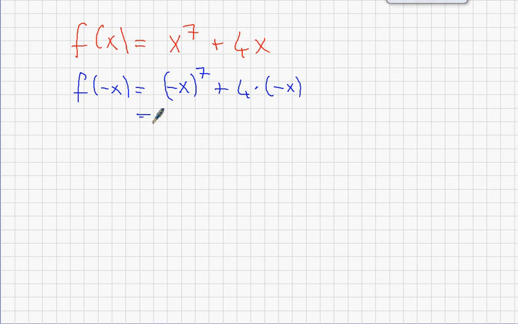After that, the calculation part: minus to the power 7, minus x to the power 7 will be there. Then plus 4 times minus x will be minus 4x. Right now, we finished the normal calculations which we can do. And it is not the same as the first one. That's why in this step, we can tell that it is not even.